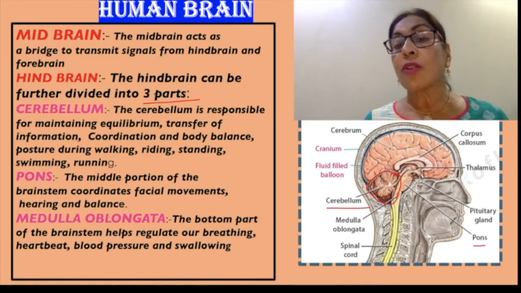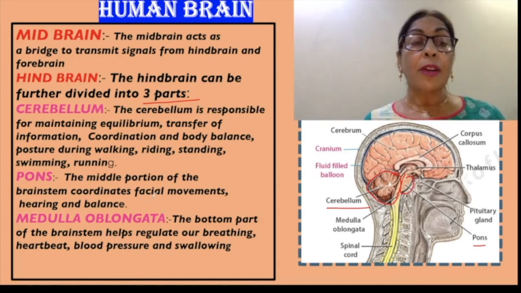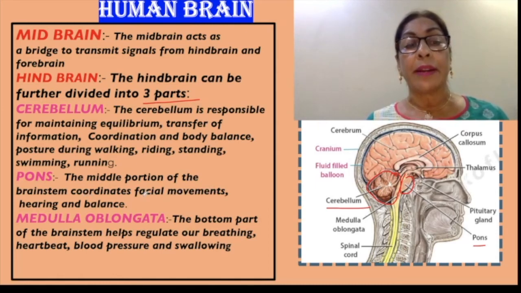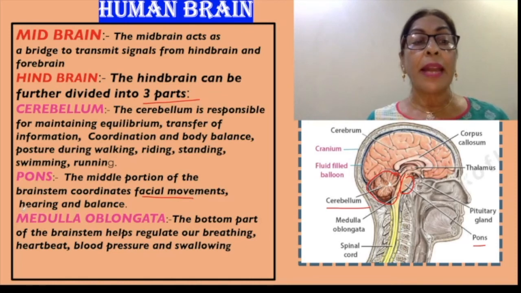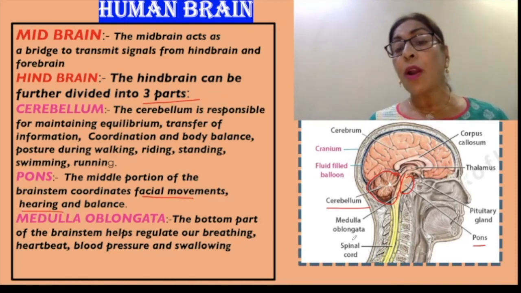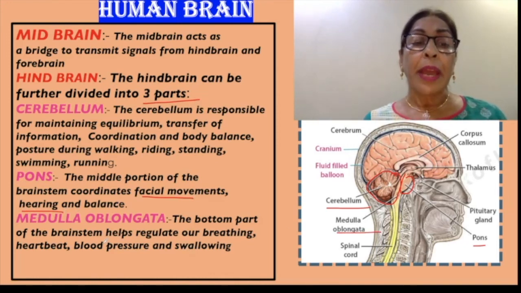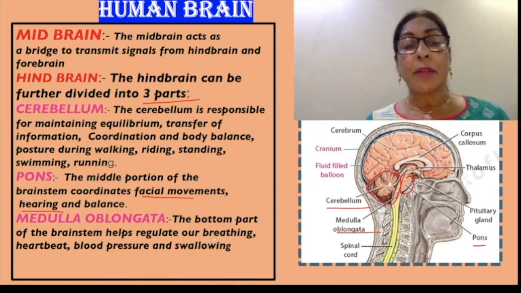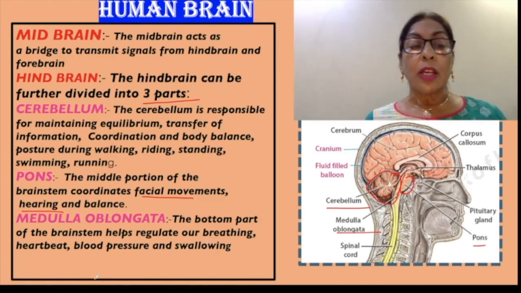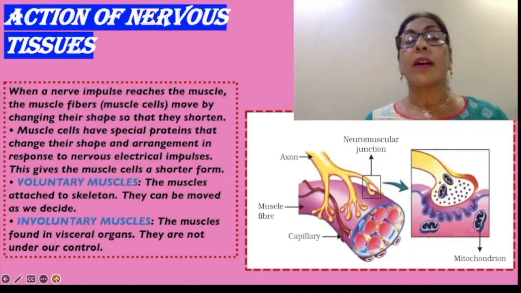This structure is called the pons, just below the cerebellum. The middle part of the brainstem coordinates facial movement, hearing, and balance. Medulla oblongata. This is the medulla oblongata, the bottom part of the brainstem, which helps regulate our breathing, heartbeat, blood pressure, and swallowing. So these are the functions of the brain structures.